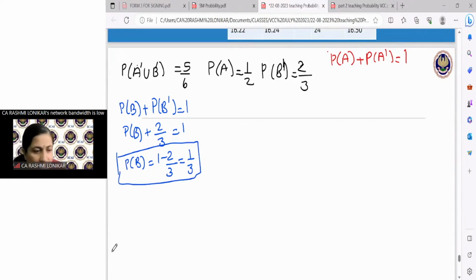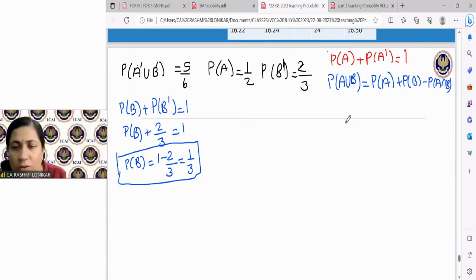Why do I need this? Because what I've been asked is to find P of A union B. P of A union B will be equal to P of A plus P of B minus P of A intersection B. Normal formula I know. P of A I already have. P of B I have just found out. What I need is P of A intersection B.